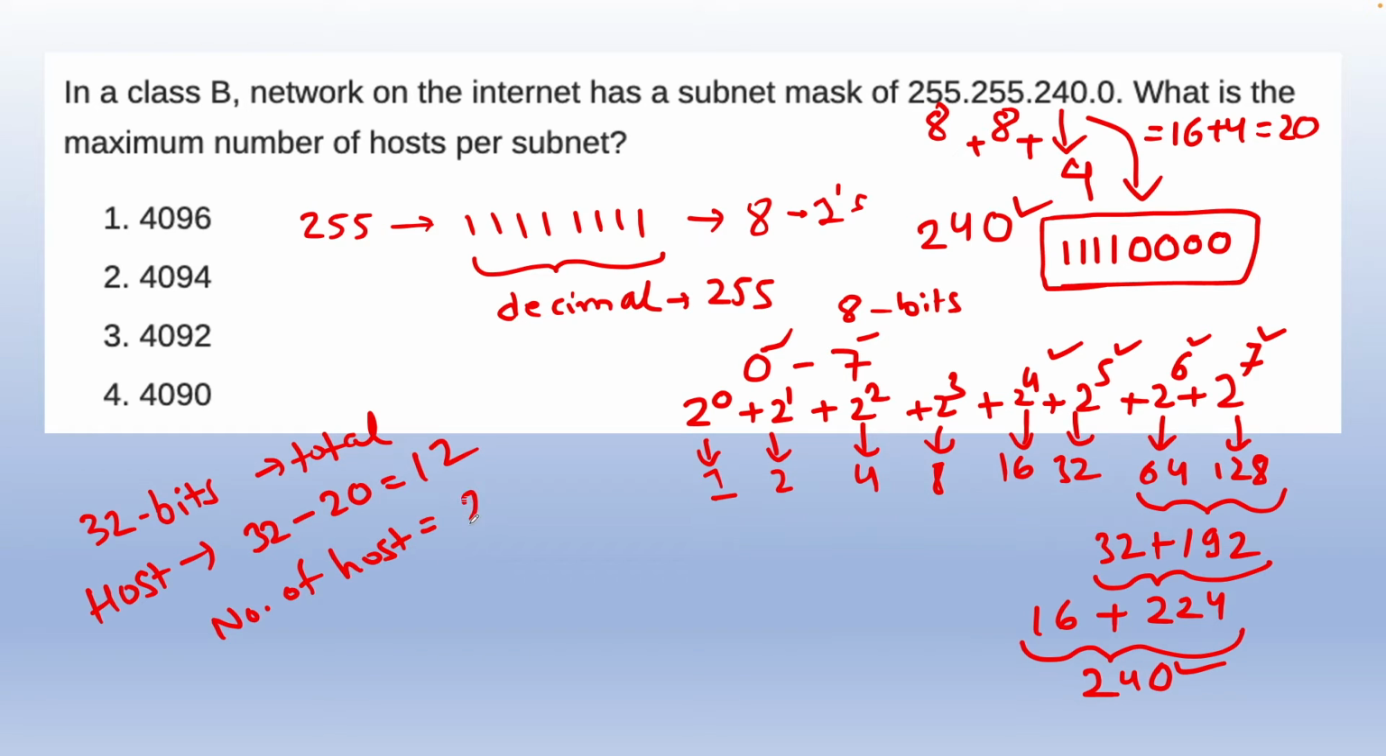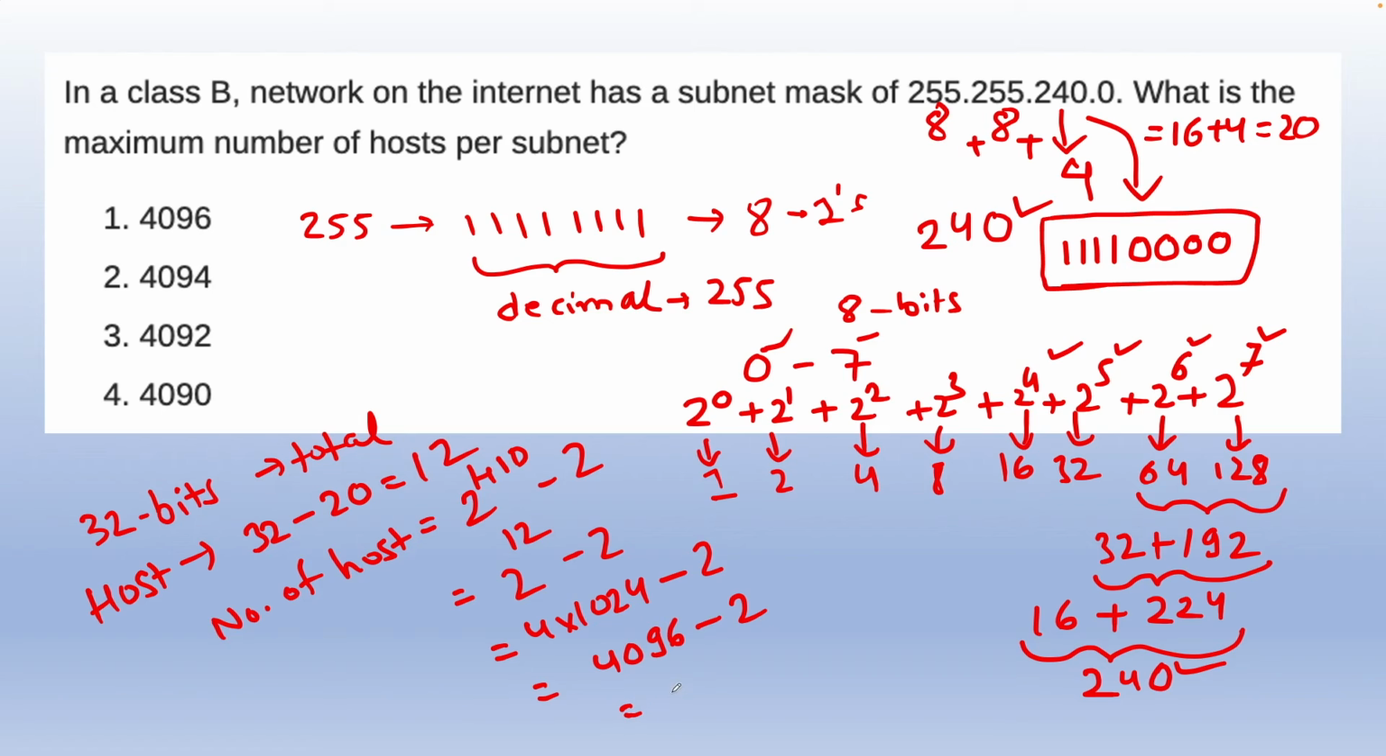So the number of hosts is equal to 2 to the power host ID bits minus 2, equal to 2 to the power 12 minus 2. Why 12? Because we have arrived at the host bits being 12. So 2 to the power 12 minus 2: 2 to the power 10 is 1024, multiplied by 4, that is 2 to the power 2, so 4 into 1024 minus 2 equals 4096 minus 2 equals 4094. So this is your answer.